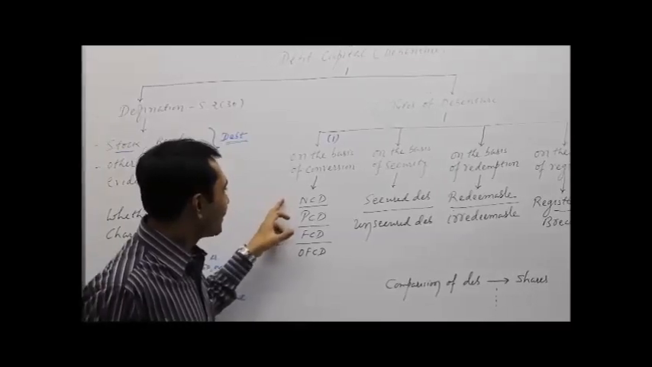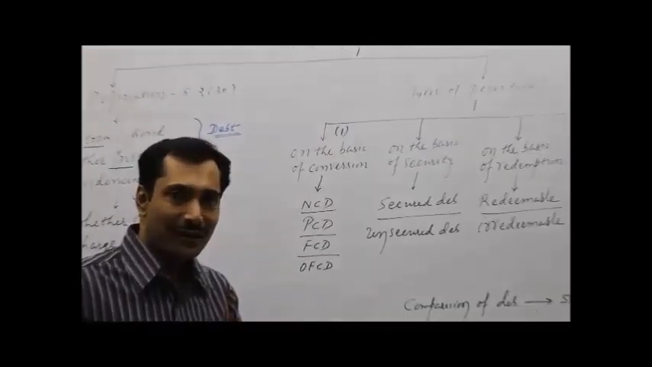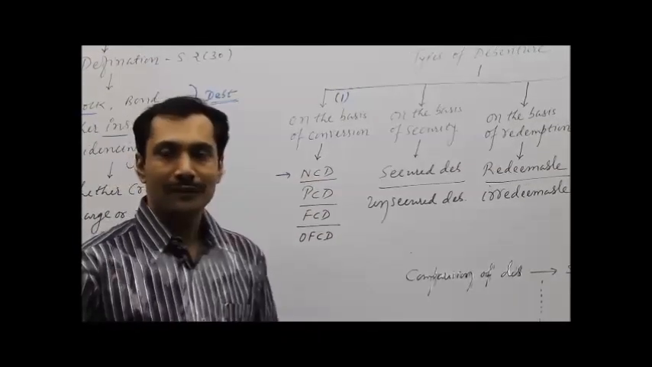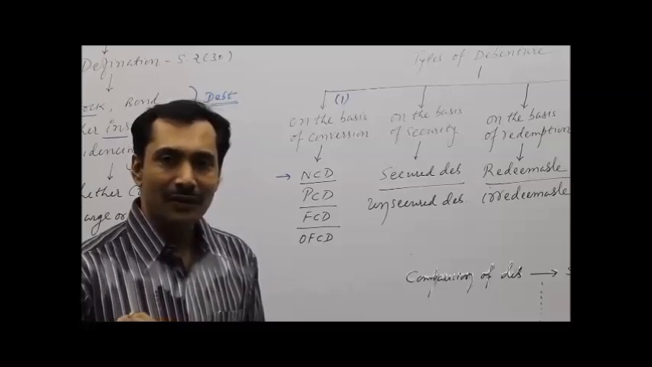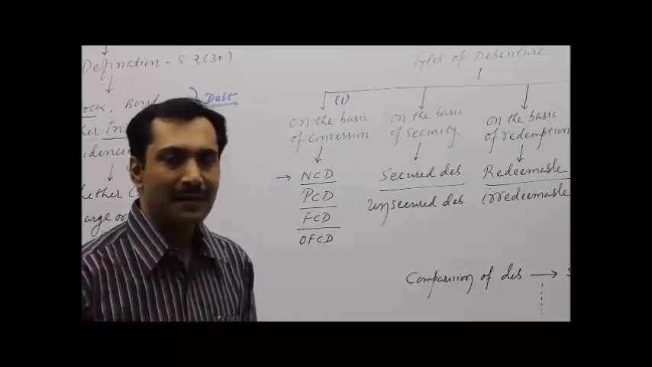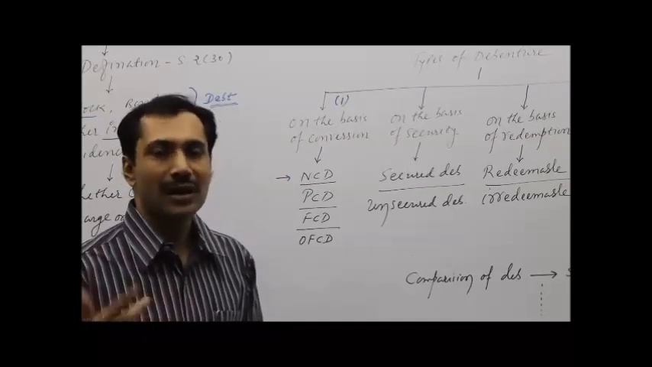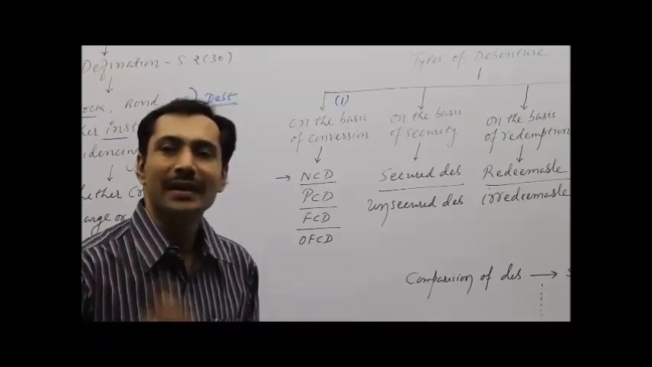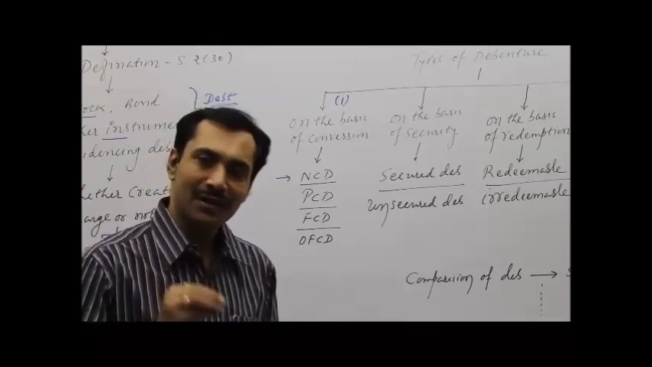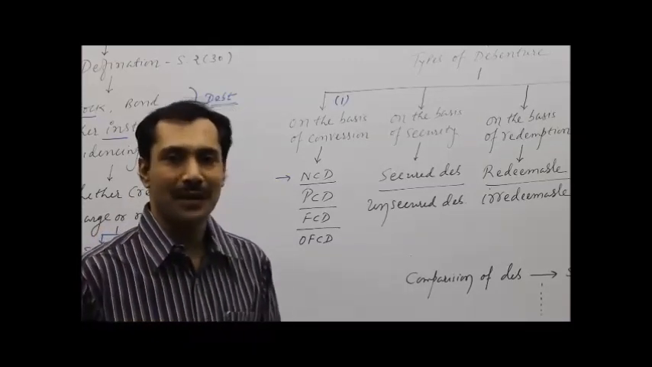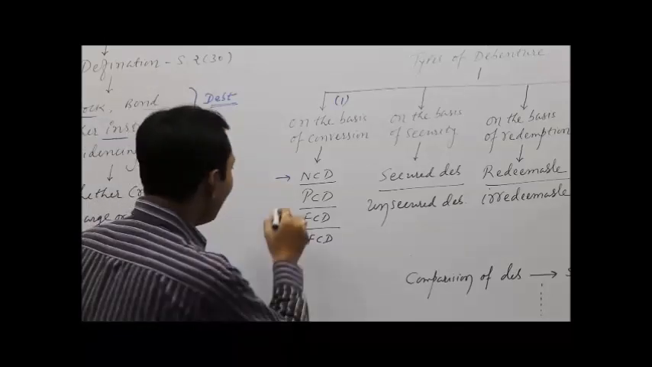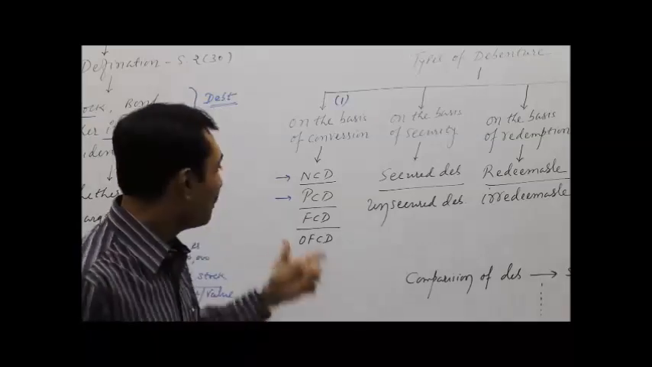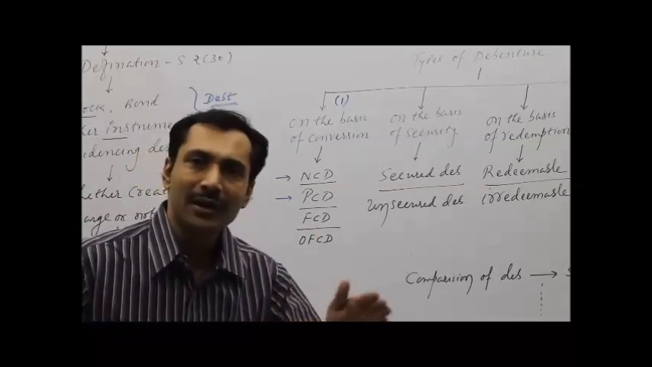So on this basis, the debenture can be classified as NCD, non-convertible debenture. Remember, this kind of debenture will remain as a debenture. It will not be converted into any kind of shares, and it has to be redeemed by the company after some time or on the happening of some event. On the other hand, the second category under this classification is PCD, partly convertible debenture, right?